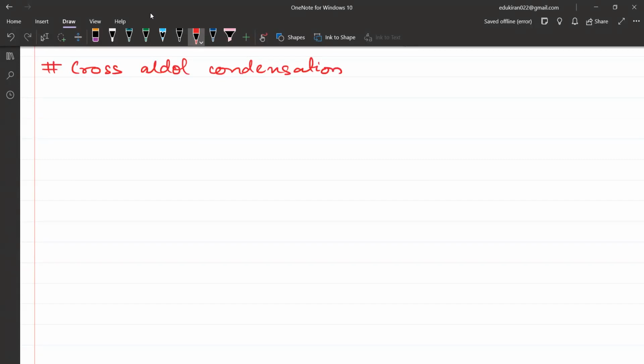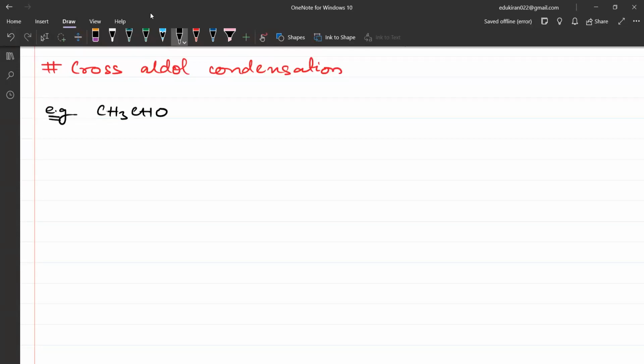Now in cross aldol condensation, you can do the condensation, the same reaction, aldol reaction, with two different aldehydes, two different ketones, or one aldehyde and one ketone. Okay. So in this earlier case, there was self aldol condensation in which the molecule was reacting with itself. Now it is reacting with another molecule. You see.